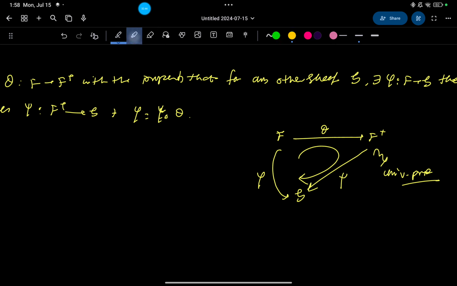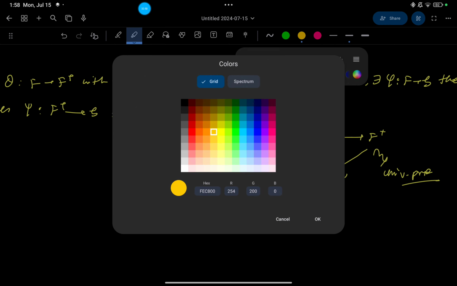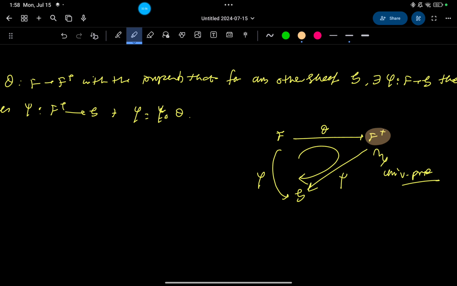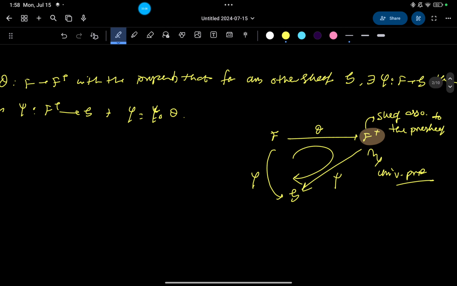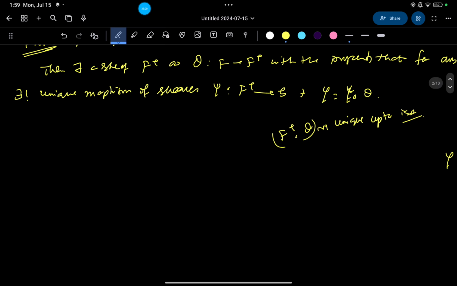So this particular F plus is said to be the sheaf associated to the presheaf, and this F plus is unique up to isomorphism. This F plus comma theta is unique up to isomorphism. So how is this F plus defined? So, definition.